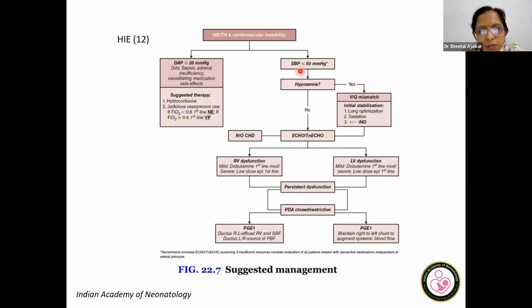And if the systolic BP was less than 50 and hypoxemia is there, then lung optimization, sedation, and iNO is there. But if there is no hypoxemia, then we have to do a 2D echo and first rule out congenital heart disease.